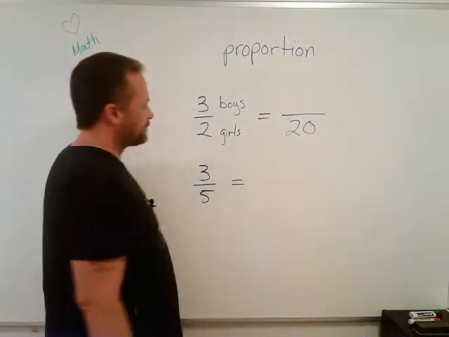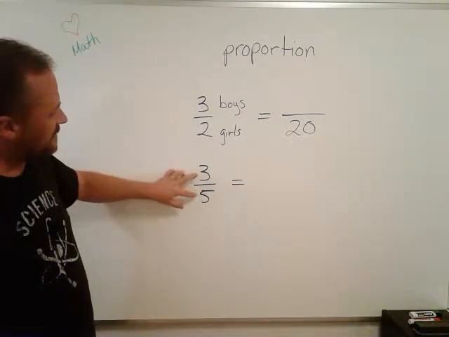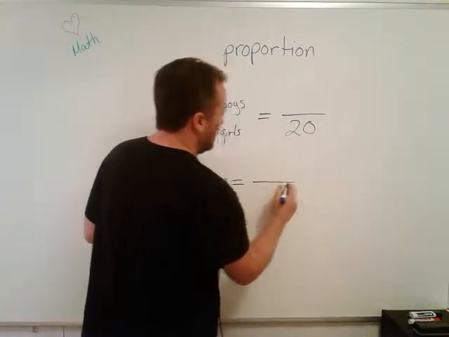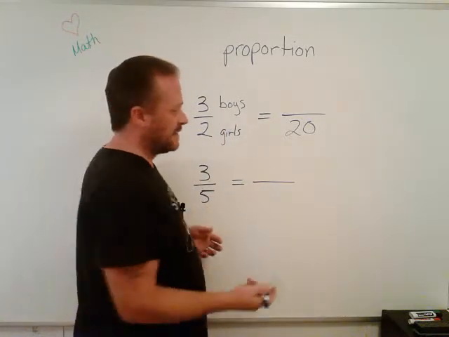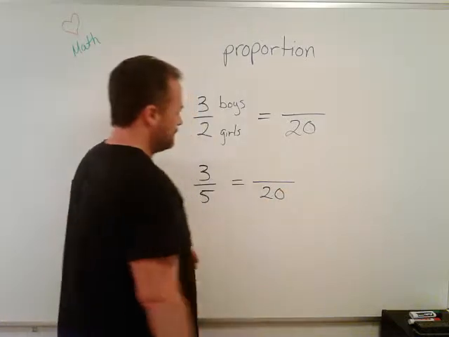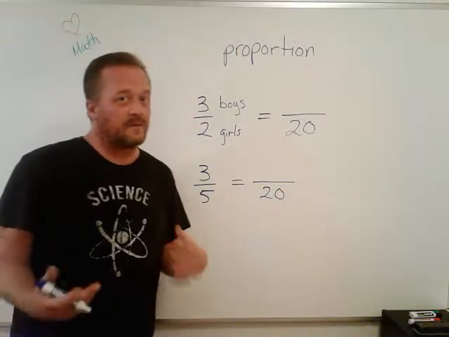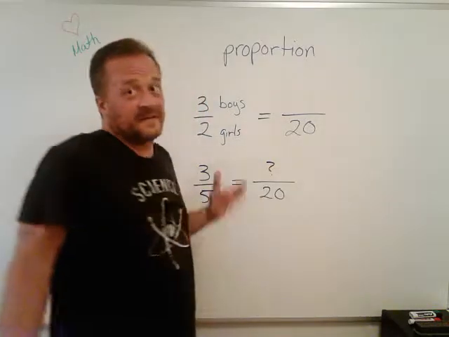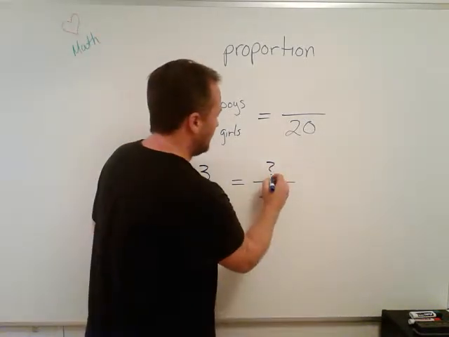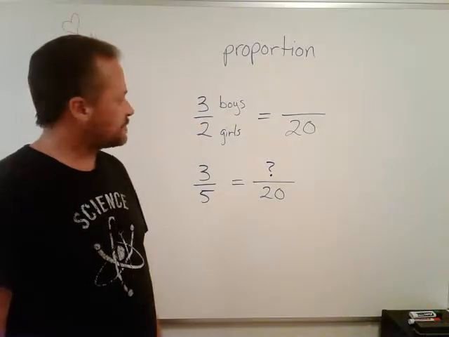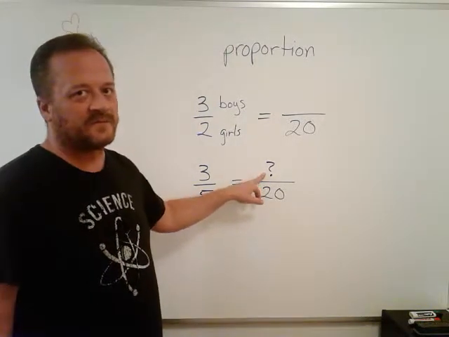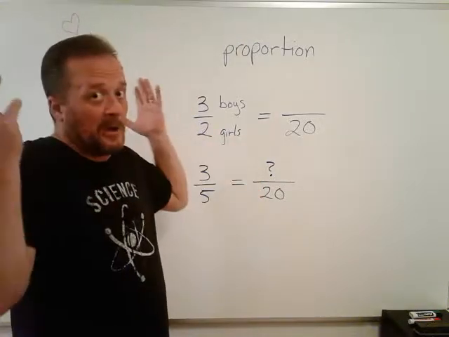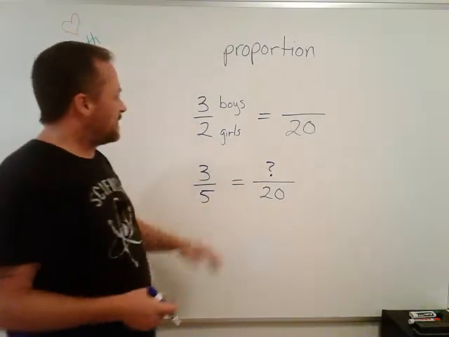My proportion is going to have two equivalent ratios here. Boys to everybody, and over here, boys, which I don't know yet, to everybody. See where we're going with this? I'm going to put a little question mark right here, because I don't know how many boys there are yet. But I'm going to find that out. Later on in this course, we'll start using variables here, like x or something like that. But for now, we'll just say, I don't know. So let's figure this out.